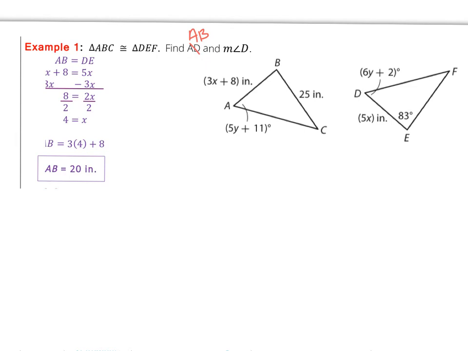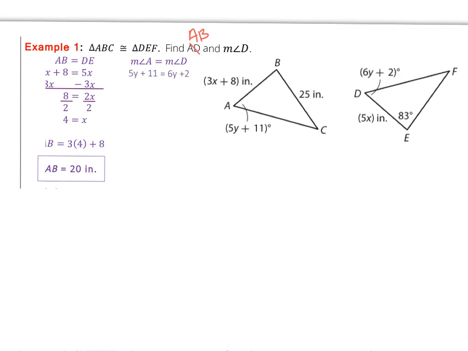Next, let's take a look at measure of angle D. So we know that measure of angle A is going to be equal to the measure of angle D. So I can go to my congruent statement and find A in the first part. It's the first letter. So I go to the first letter of the next named triangle, which is D. So A and D correspond and therefore are equal in measure. So my setup is measure of angle A equals measure of angle D.